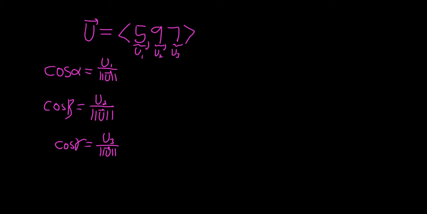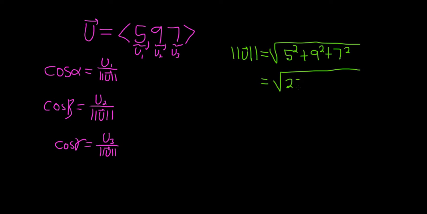Okay, so we need to find the magnitude of our vector u. So the magnitude of u is the square root of the sum of the squared components. So you square each component: 5 squared plus 9 squared plus 7 squared. So 5 squared is 25, 9 squared is 81, and 7 squared is 49.